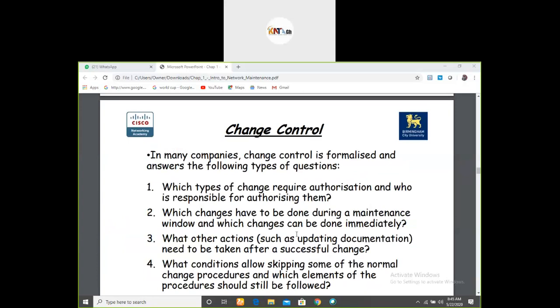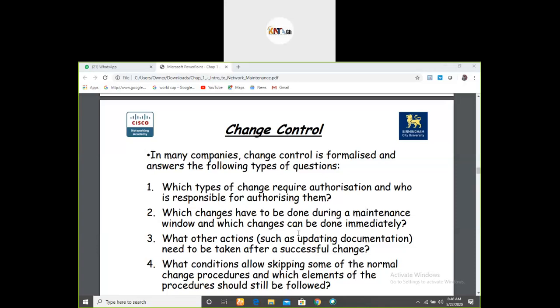Change control. In different organizations, change control is formalized and answers the following types of questions. When we say formalizing, you give a legal or formal status, or give a definite structure or shape to something. So when we say that change control is formalized, it becomes an accepted legal document for a particular organization. In many companies, when there are issues, there are accepted ways of handling them, and we say that they are formalized change control procedures.